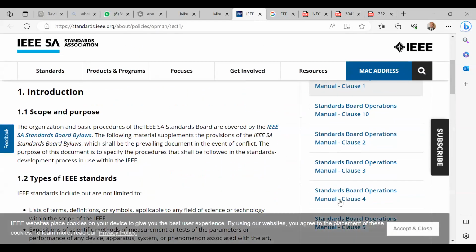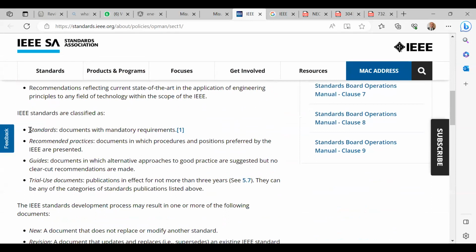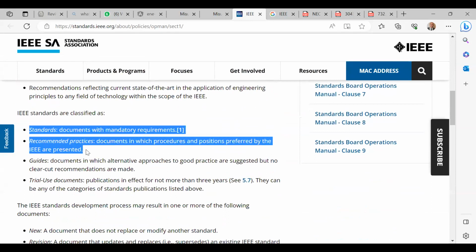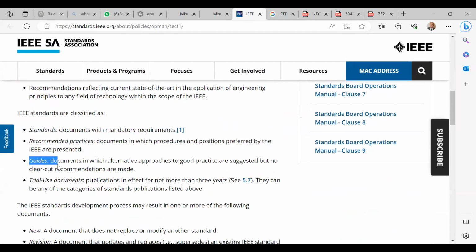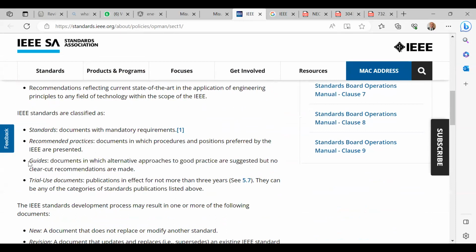So according to the IEEE website, IEEE has three types of documents. One is a standard. You see here, standard documents with mandatory requirements. Second one is a recommended practice: documents in which procedures or positions preferred by the IEEE are presented. Third is a guide: documents in which alternate approaches to good practices are suggested, but no clear-cut recommendations are made.